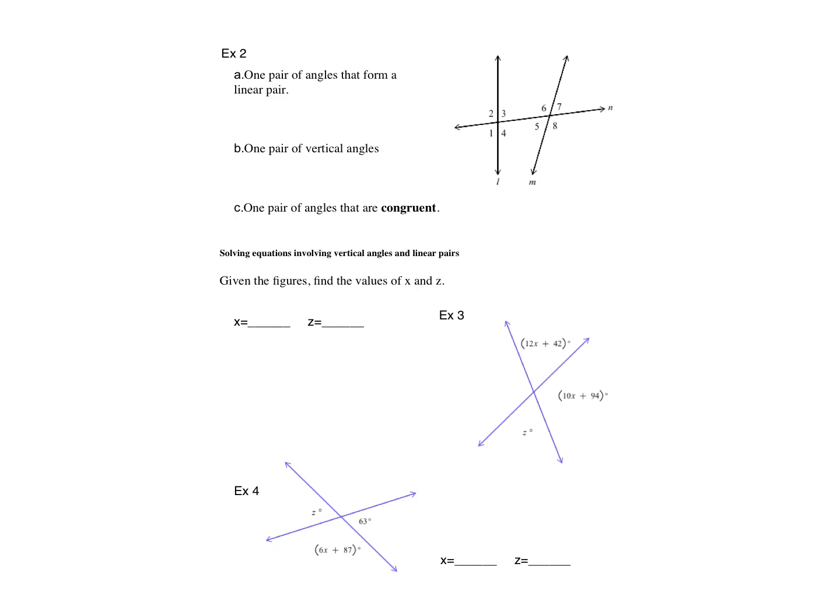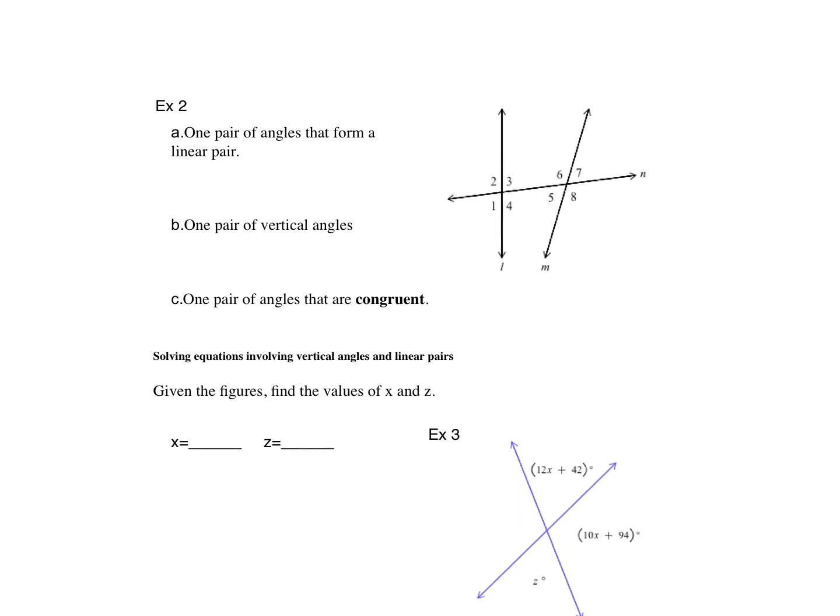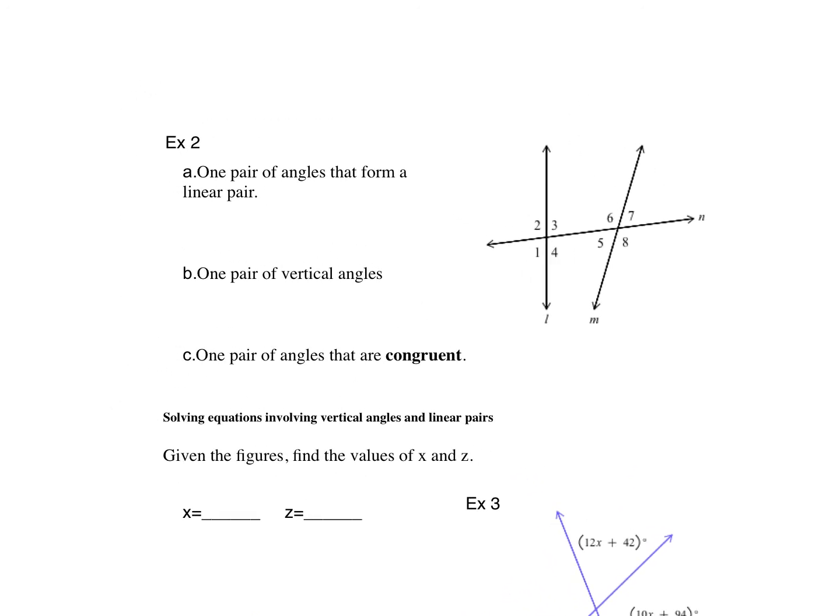Now you're going to be given a picture with a bunch of angles. Okay, notice that we've got 7 angles in this picture that are labeled with numbers. And they're going to ask you to find pairs of angles that form a linear pair, pairs that are congruent, and pairs that are vertical. Okay, so remember, vertical angles are the ones that are congruent, not linear pairs.